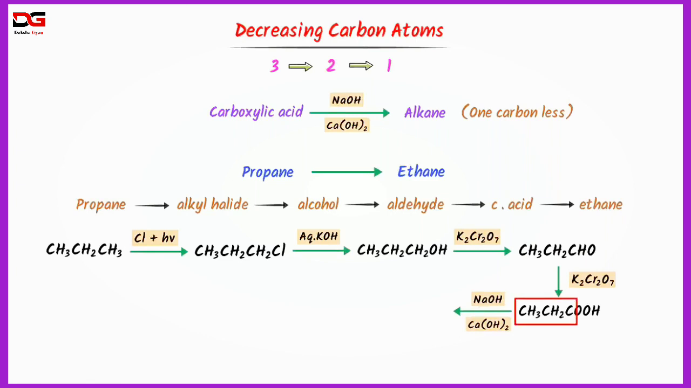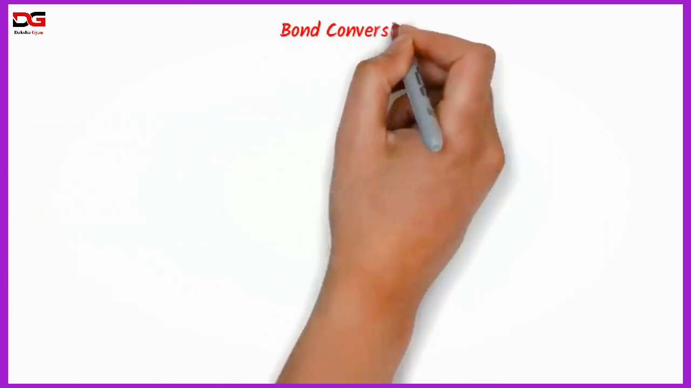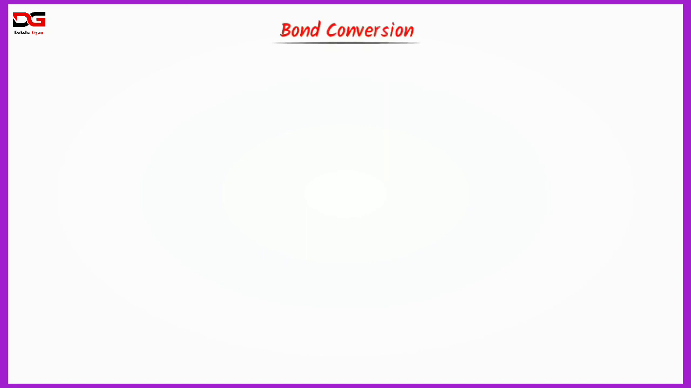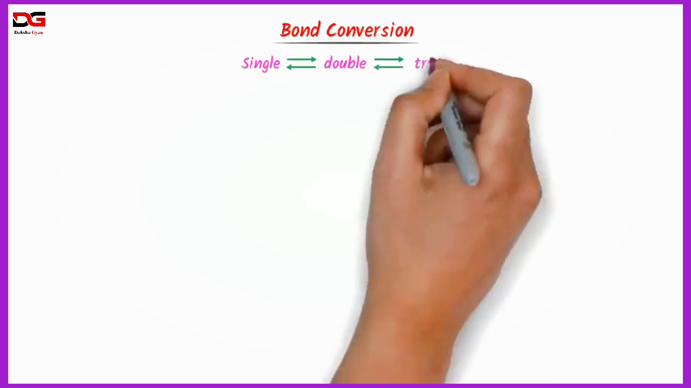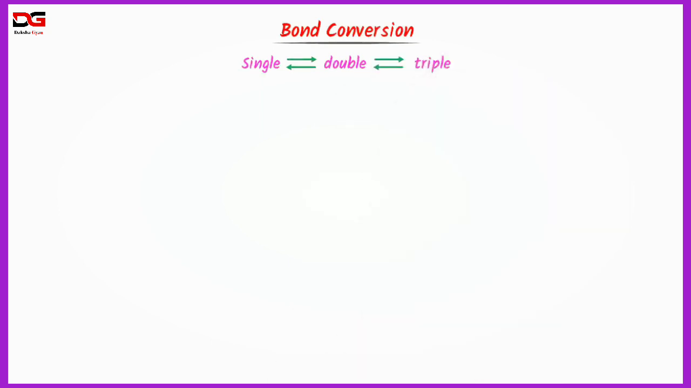Now there are 3 carbons in propanoic acid. I get alkane which has only 2 carbons. Hence this is ethane. Therefore, using these steps, we can downgrade the number of carbons in any alkane, like converting propane to ethane. Now the third type of conversion reactions are bond conversions. In these type of reactions, we convert bonds like single to double, double to triple, and vice versa.